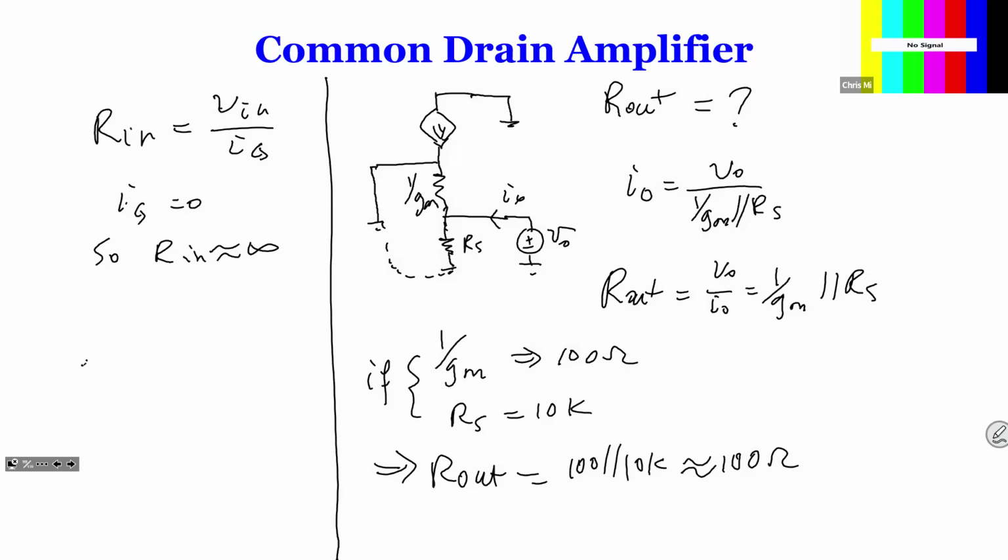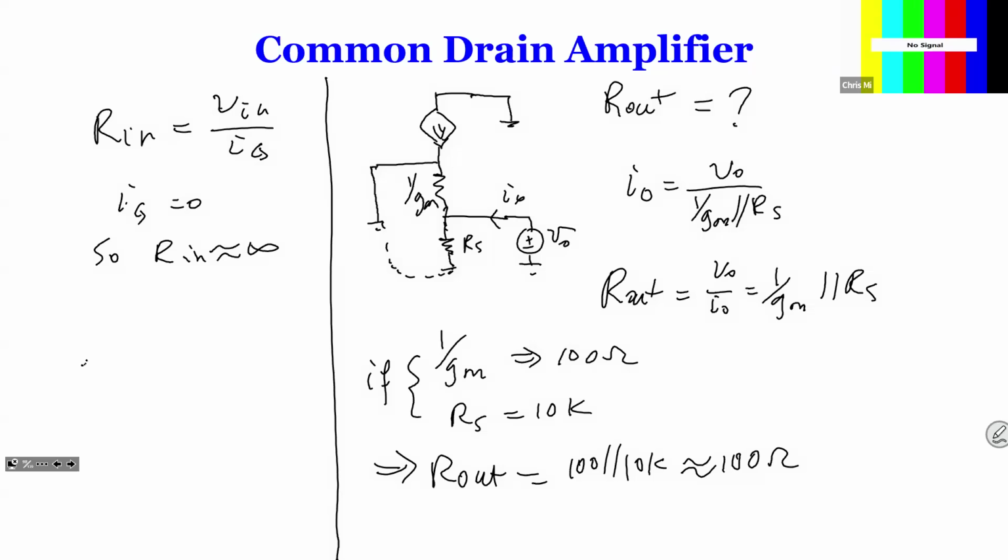So we achieved all three goals. Gain is 1. Input resistance is very large, open circuit in this case, and output resistance is very small. So 100 ohms is small, but sometimes you can bring this even down further by doing the circuit design. For example, if this becomes 100K, this one will stay really near 100 ohms.